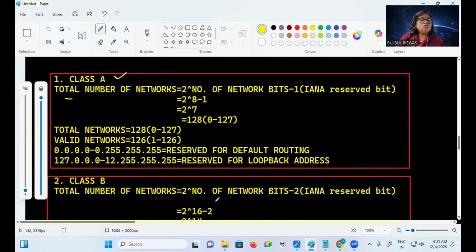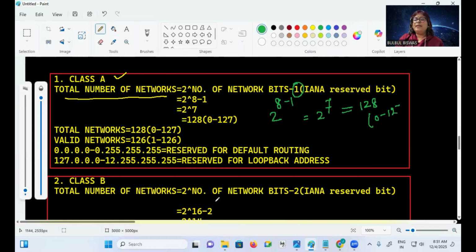For class A, the total number of networks is 2 to the power of the number of network bits. So you see in class A, the network bit is 8. So 2 to the power 8. But 1 bit is reserved by IANA. So minus 1. That means 2 to the power 7. 2 to the power 7 means total 128, meaning 0 to 127. So you see in class A, the total networks are 128, from 0 to 127. But the valid networks are 126, that is 1 to 126.